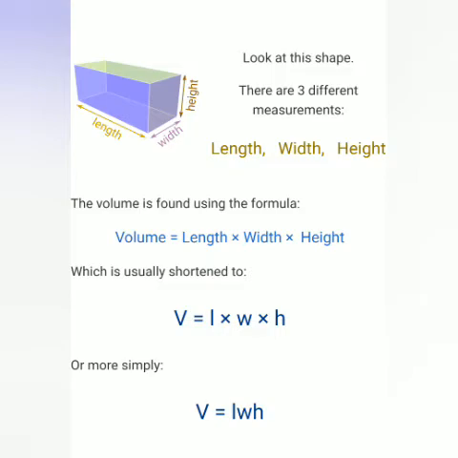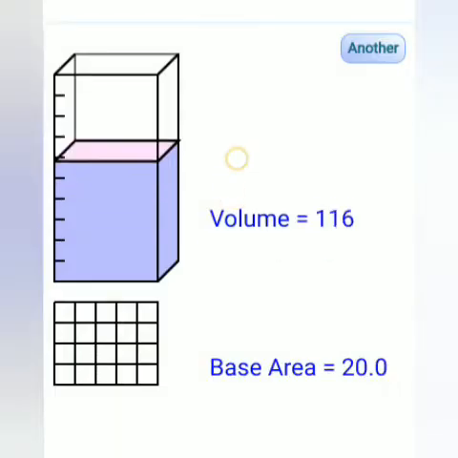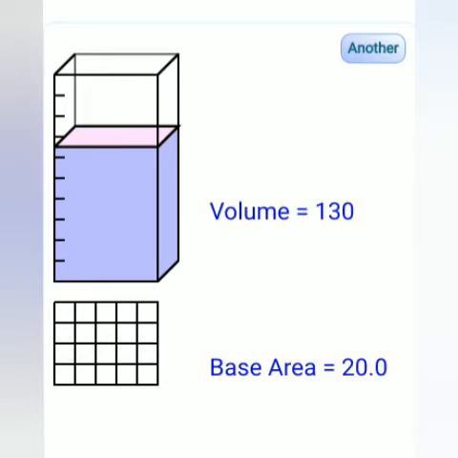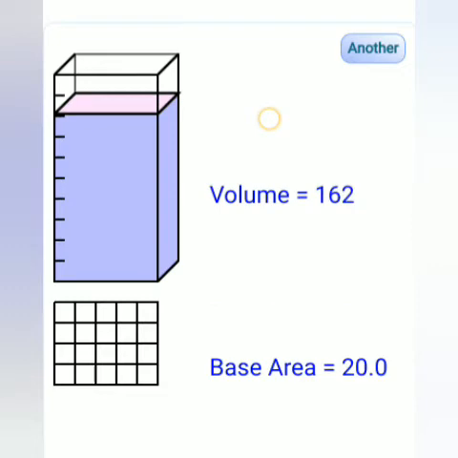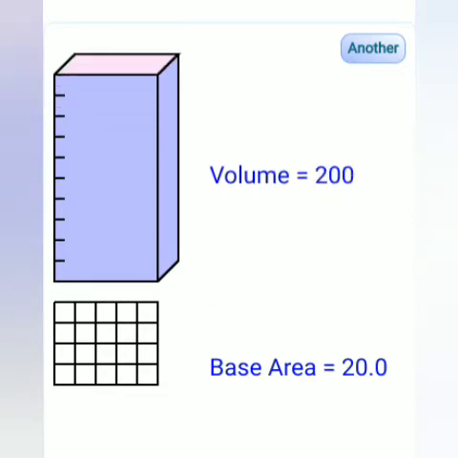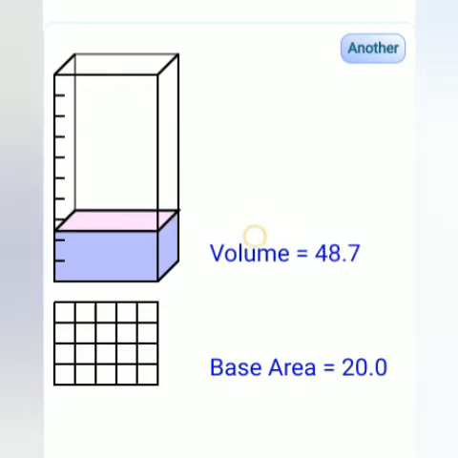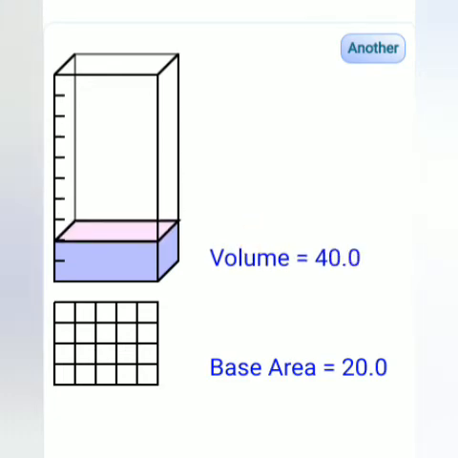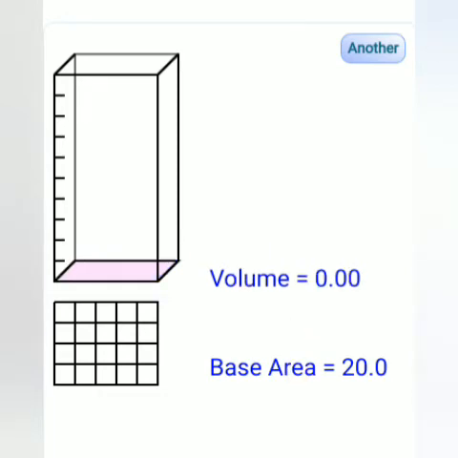For reference, have a look at this diagram where the base area is given as 20. See that the moment I increase the height, its volume continuously increases. Now when I decrease the height, its volume decreases. Here it shows how the volume is directly proportional to the height of the cuboid.